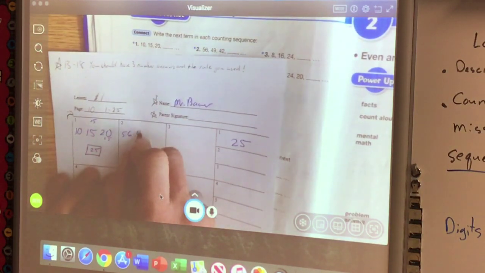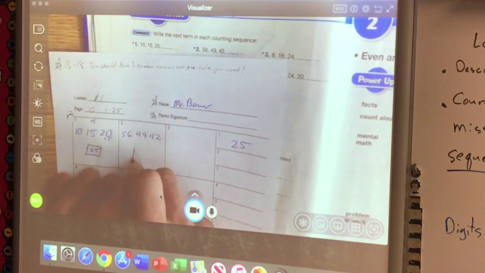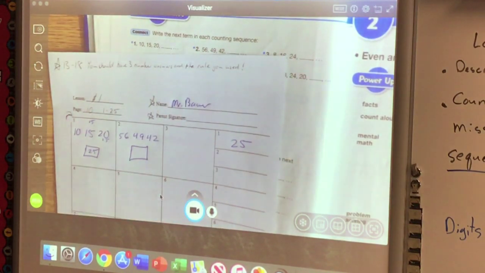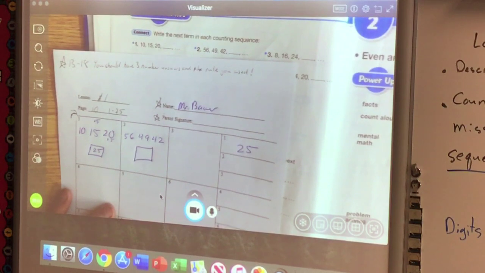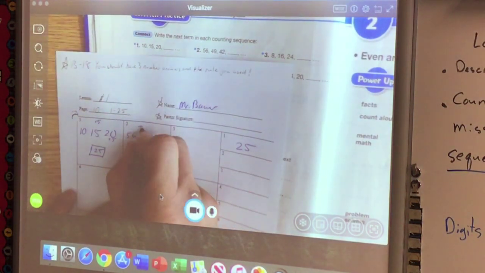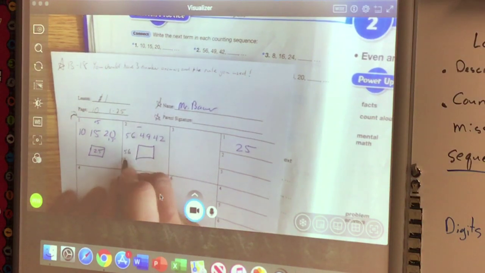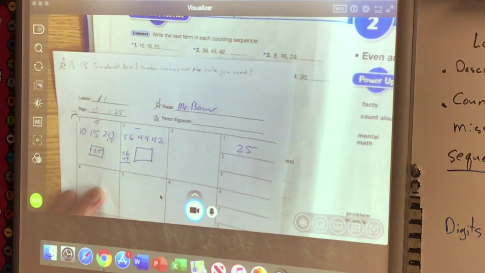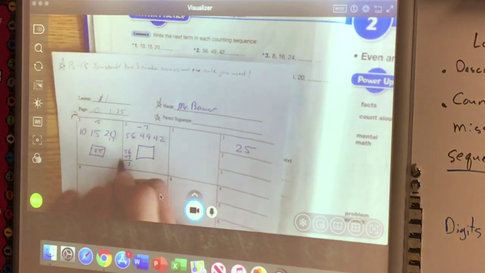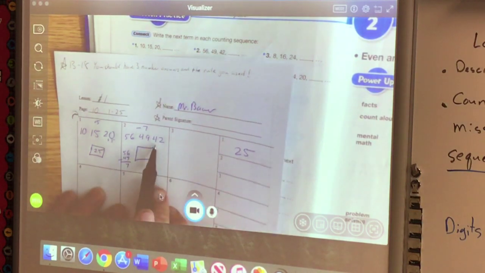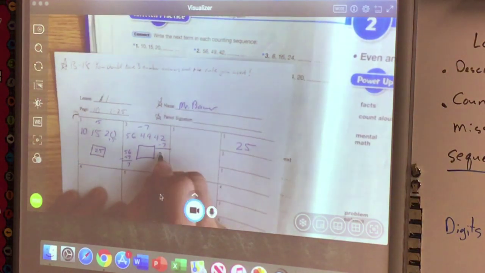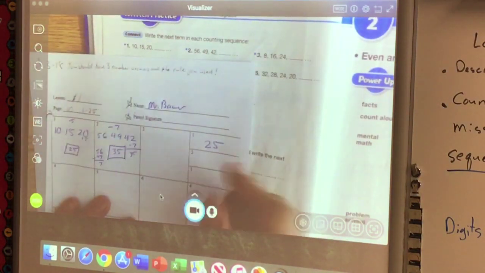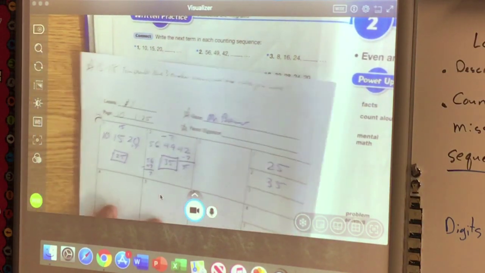56, 49, 42. I think we did this for an example problem. If you want to look back, you can find that answer. Otherwise, you can ask yourself, am I going up or am I going down? And the answer is I'm going down, so we're subtracting. 56 minus 49 equals what? Hopefully you came up with 7. I want to subtract 7. So my last term was 42 minus 7. You should have come up with 35. My answer is 35. Yeah, I'm not real good at that one.